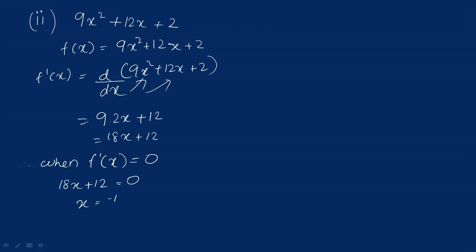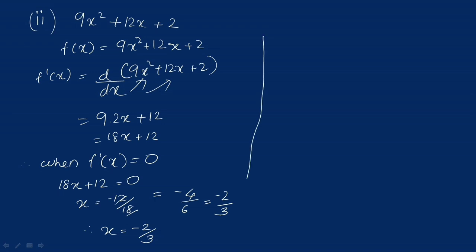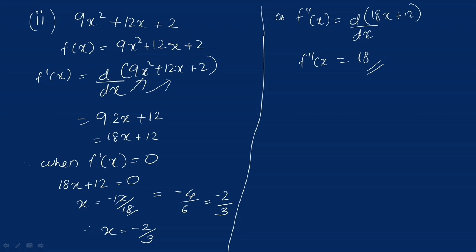So when f dash of x is equal to 0, we have 18x plus 12 equal to 0, and x is equal to minus 12 by 18. When it is shortened, it is minus 2 by 3. So we have got only one value, x equal to minus 2 by 3. Now what is f double dash of x? That is d by dx of 18x plus 12, that is 18, which is greater than 0. We don't have to put the x value here because there are no x terms in f double dash of x. So we can write that it has a minima.